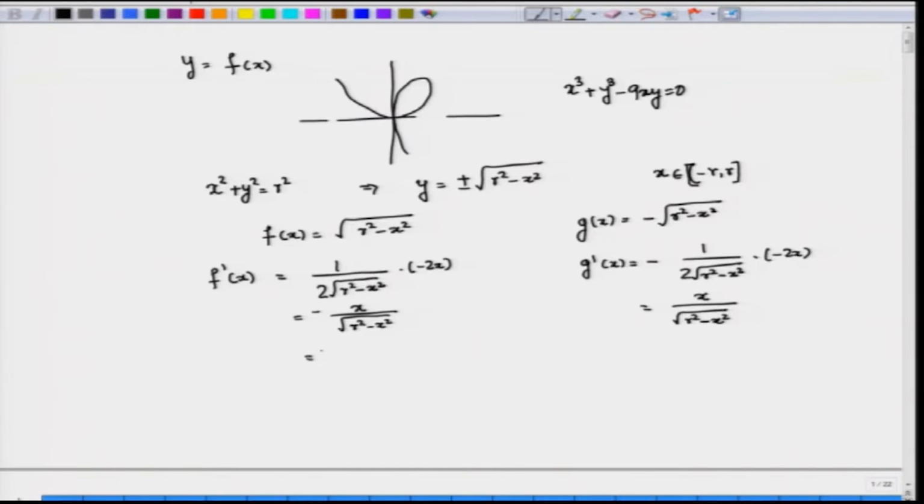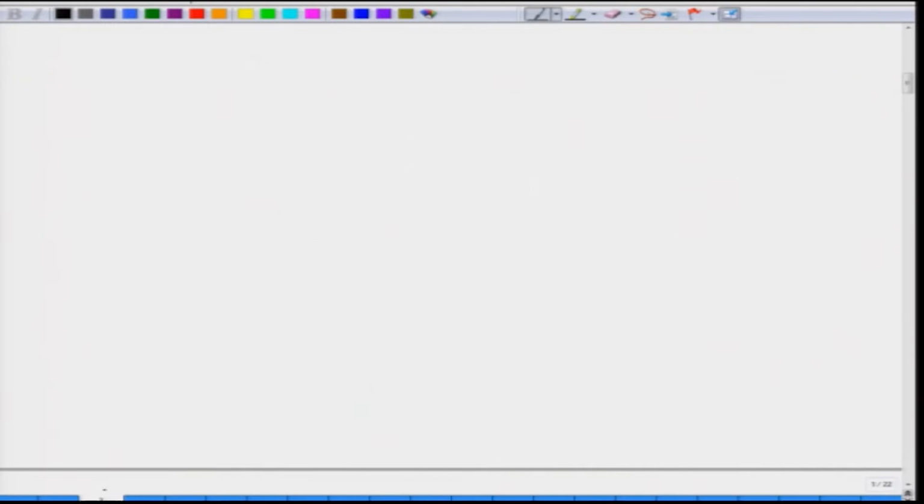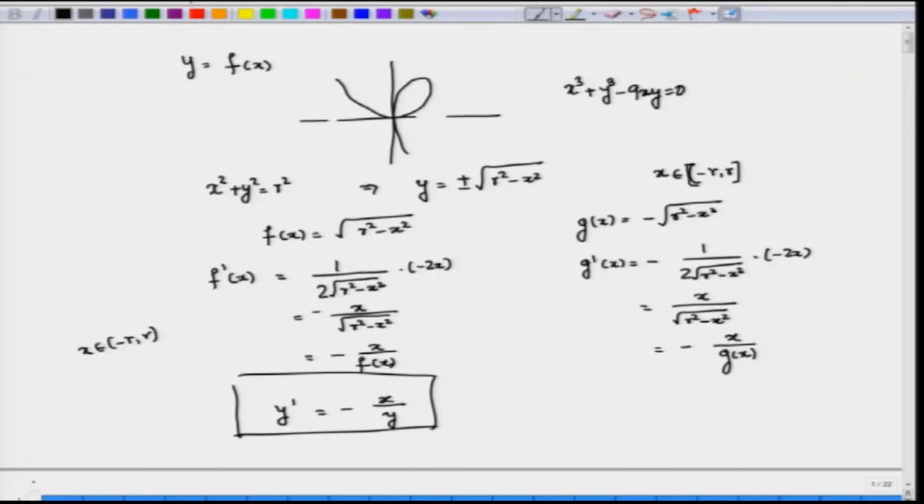So, this I can write as minus x by f of x, when x is in minus r to r, and here also this is equal to minus x by g of x. Therefore, y is equal to plus or minus. It does not matter, I can write y prime to be minus x by y. This is what we are getting. Okay. So, now this we can solve even without explicitly writing down y in terms of x.